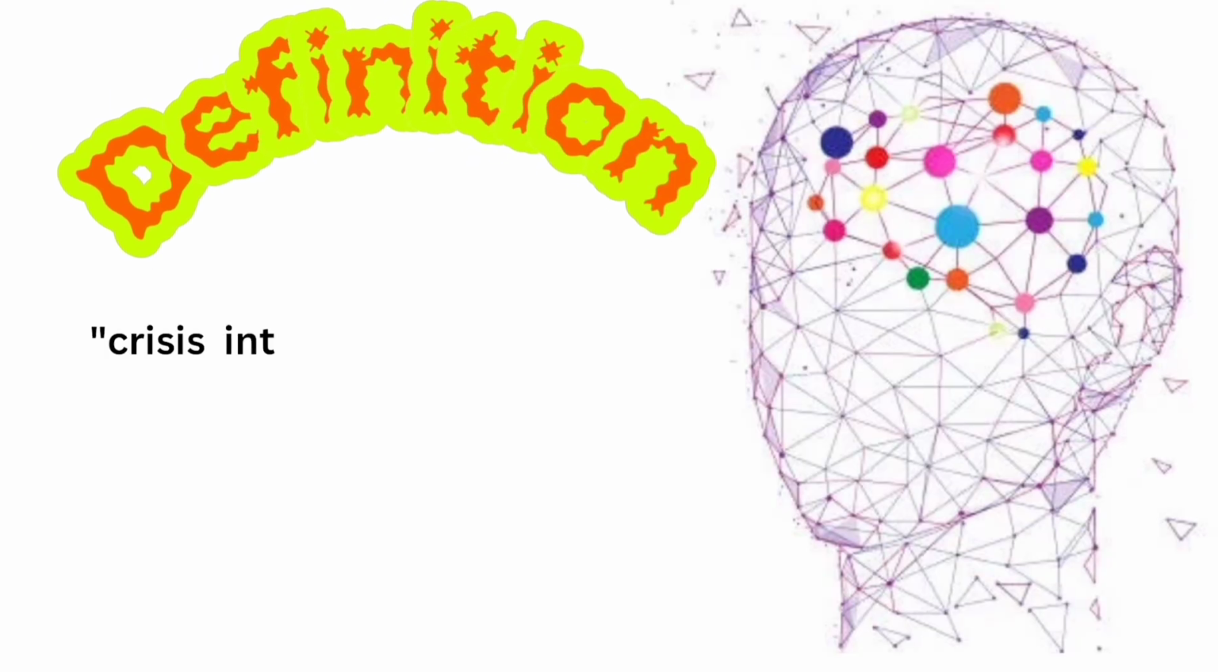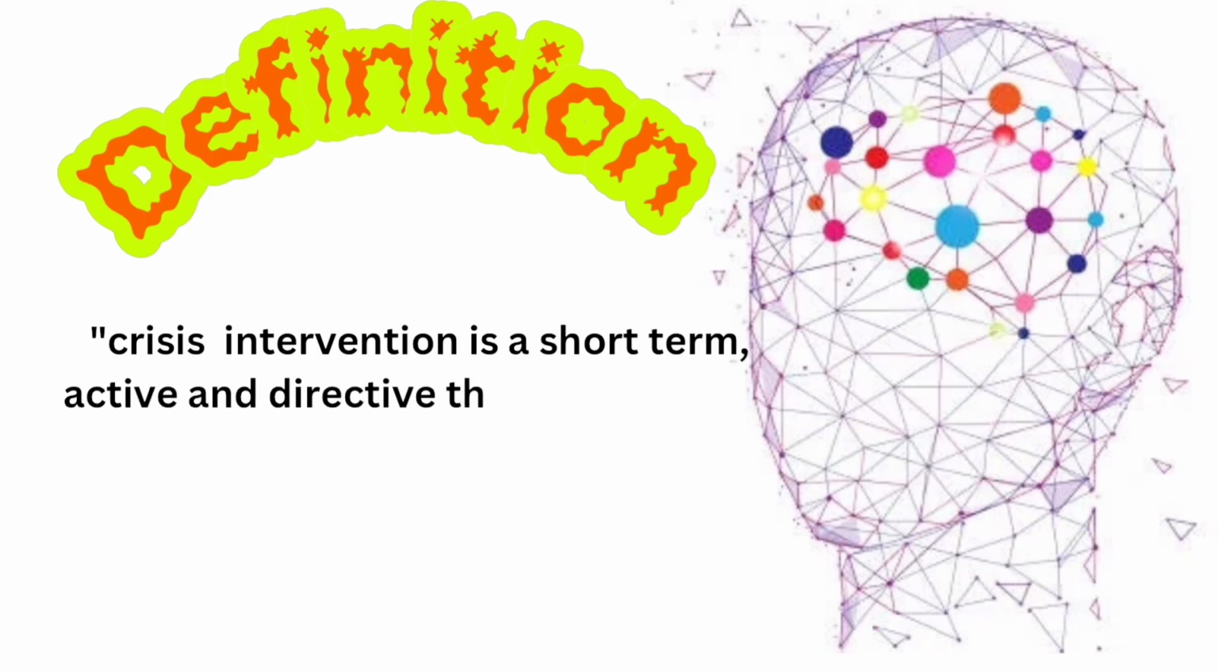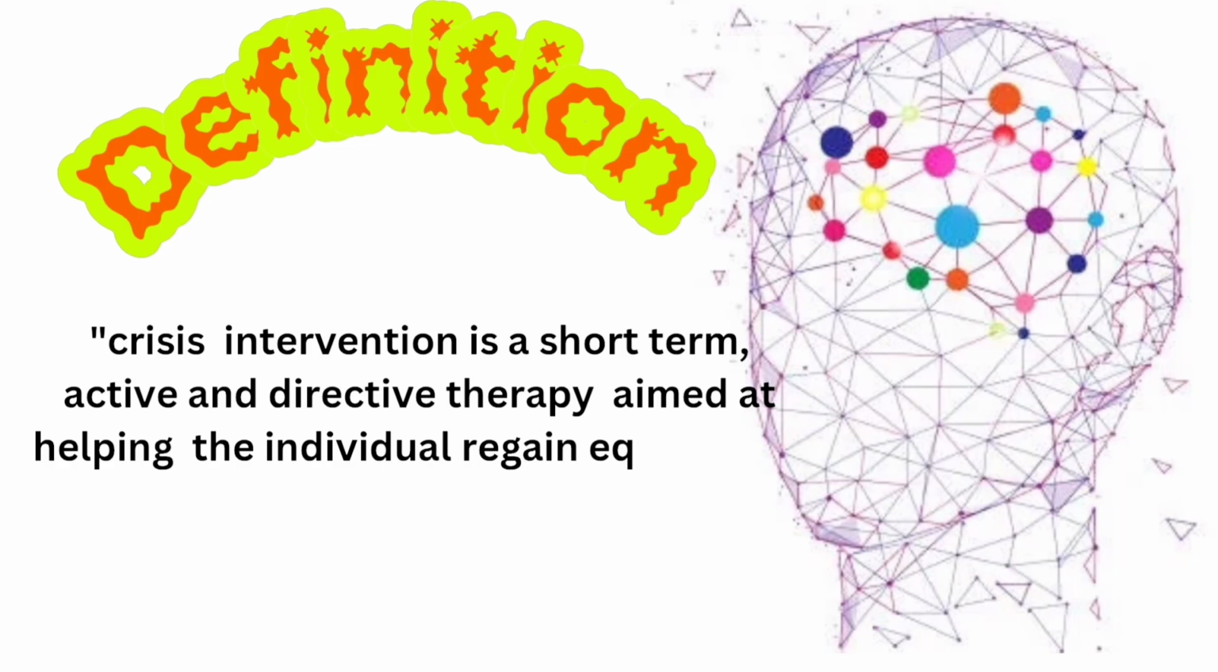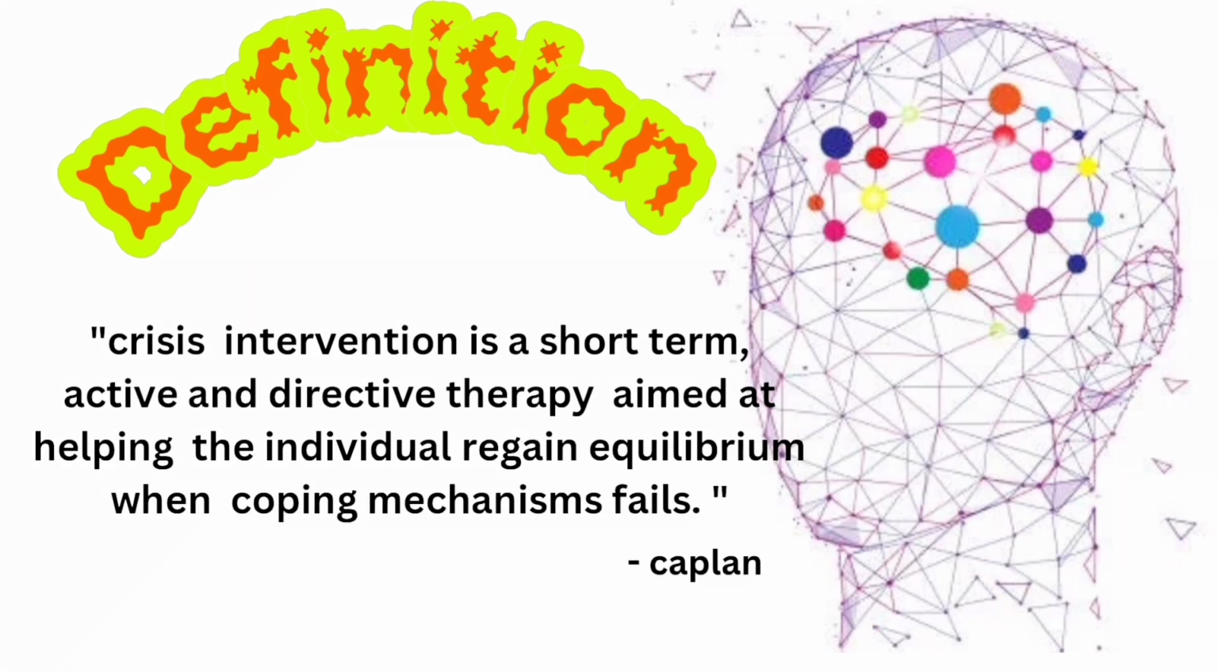We will move on to the definition of crisis intervention. According to Kaplan, crisis intervention is a short-term, active and directive therapy aimed at helping the individual regain equilibrium when the coping mechanism fails. Crisis intervention is nothing but quick and short help to bring a person back to normal when they feel totally overwhelmed and can't cope with that situation.